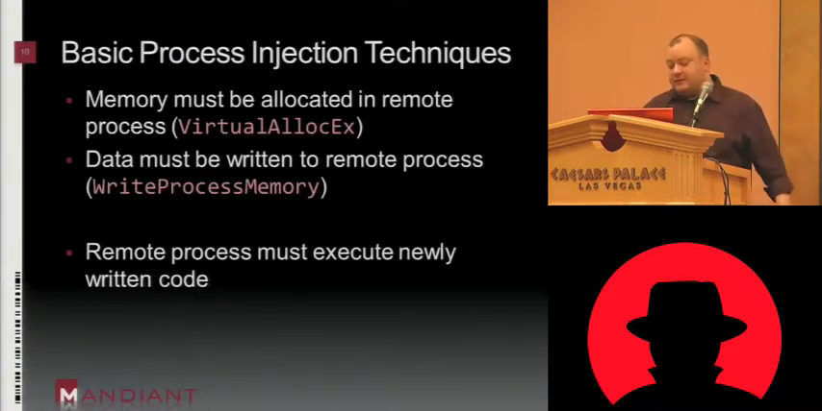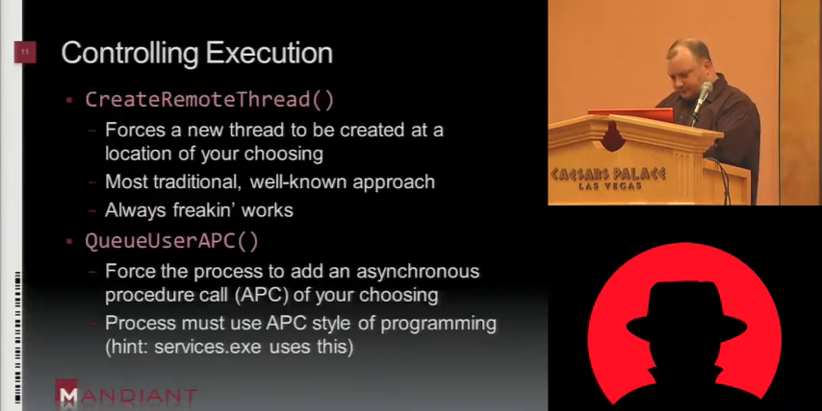Well, the first thing you have to do when you're process injecting is allocate memory in the process, then you have to write your data over there with these two function calls normally. Getting the code to execute, there's a couple different methods for it.